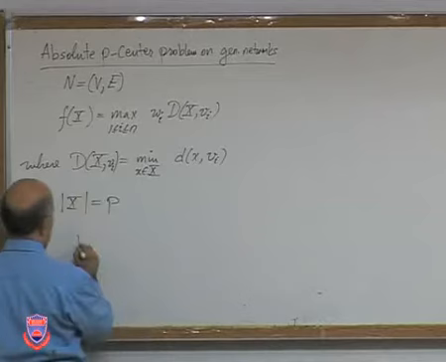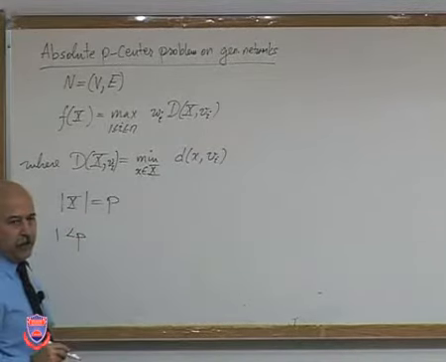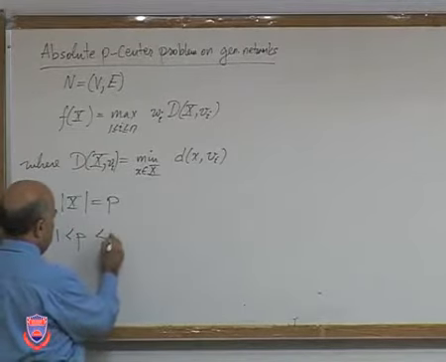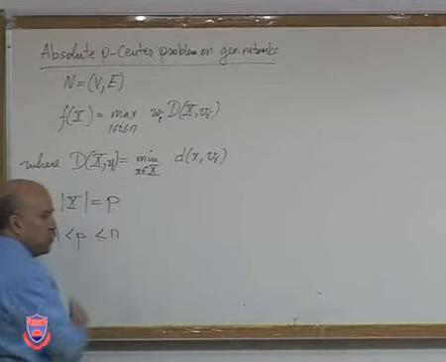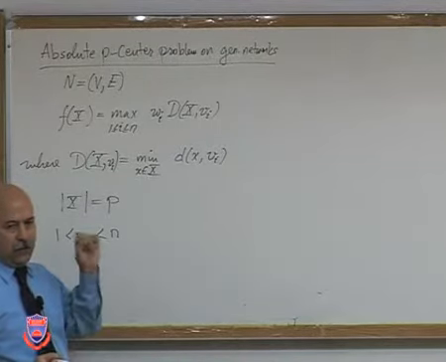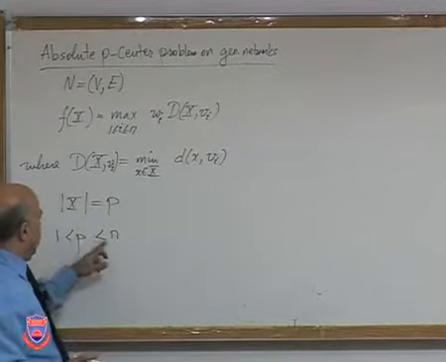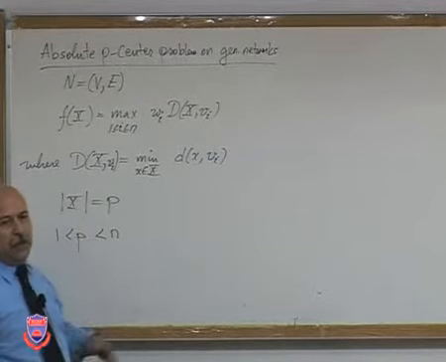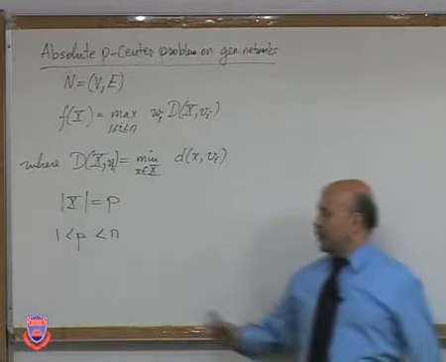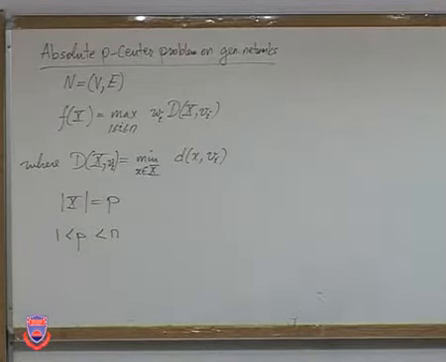And for the case p equals 1, we have already solved the problem. That's the one center problem. And for the case p equals n, there's a trivial solution. You just place one center on top of every vertex or every demand point. And for p greater than n, again, that solution will be good enough. So the non-trivial case is for p strictly between 1 and n.